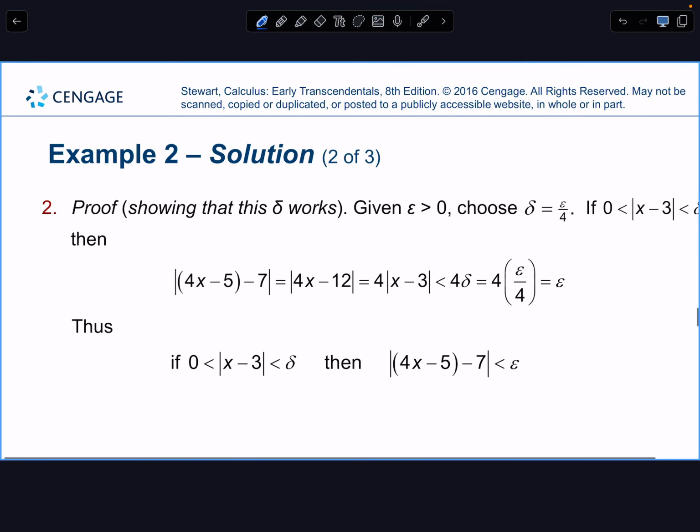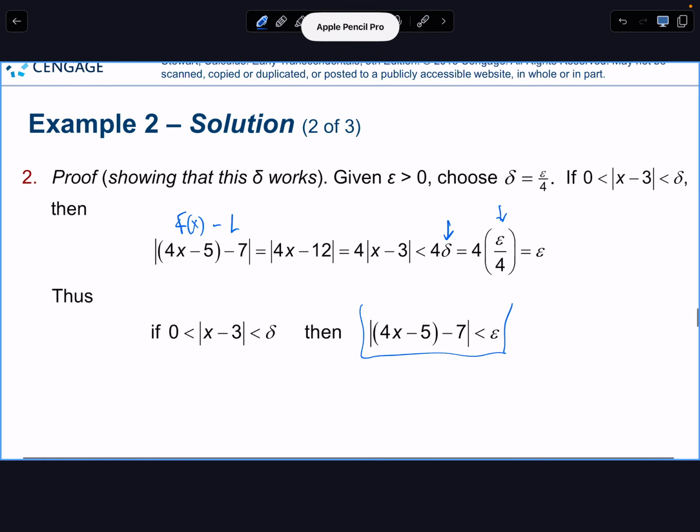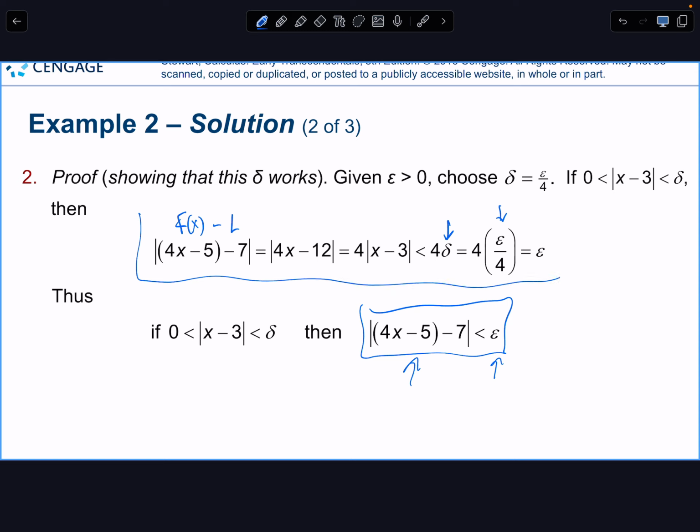So then we just run through this again. But the key step here is to replace the delta with epsilon over 4, so that you start with f of x, because what you're trying to prove here is that the absolute value of f of x minus L is less than epsilon. You're trying to prove this. And so you create this chain that starts with f of x minus L, and it ends at epsilon. Do you see this whole chain here?